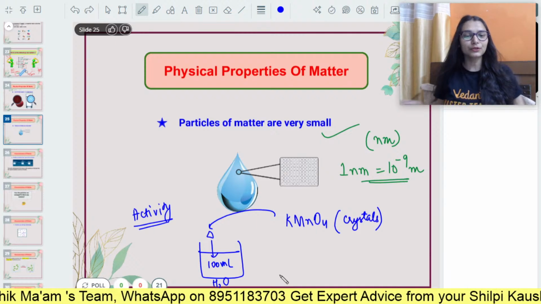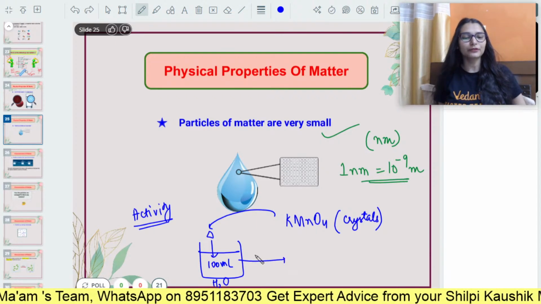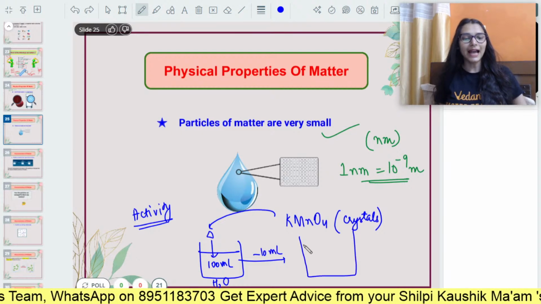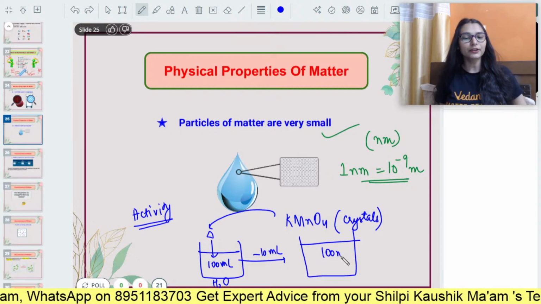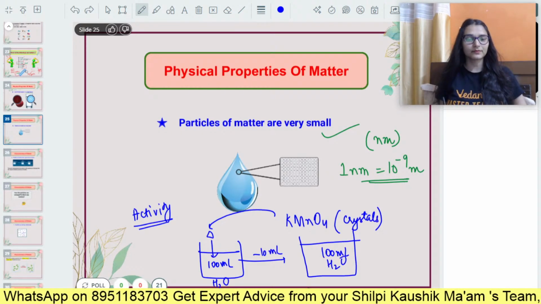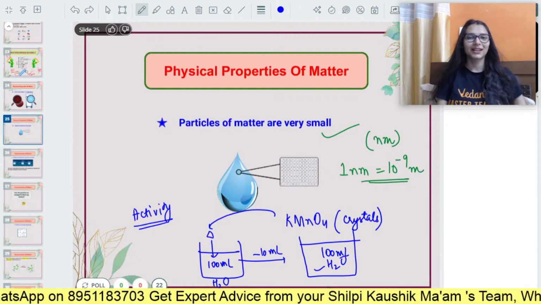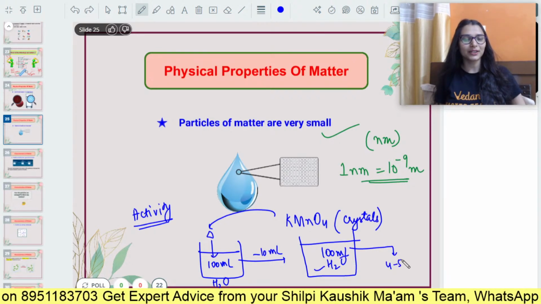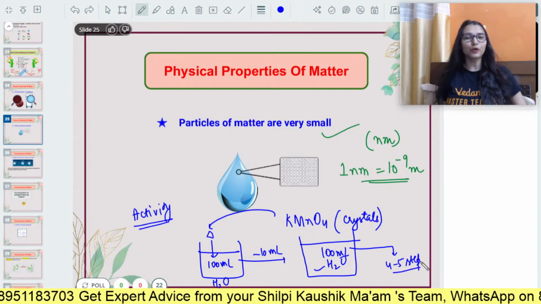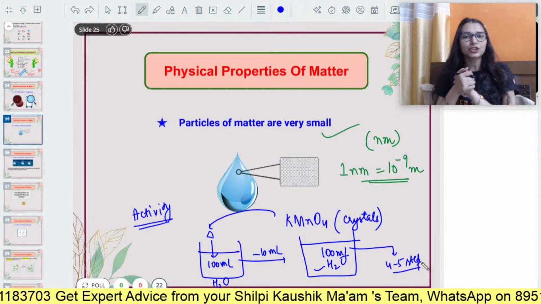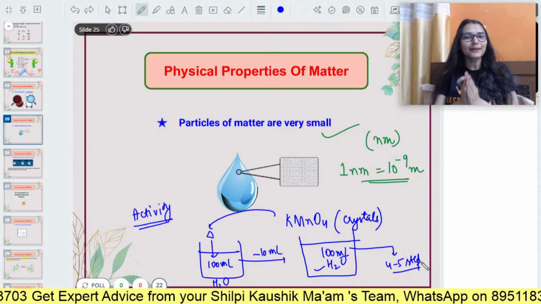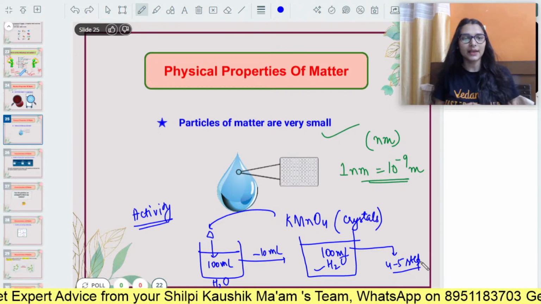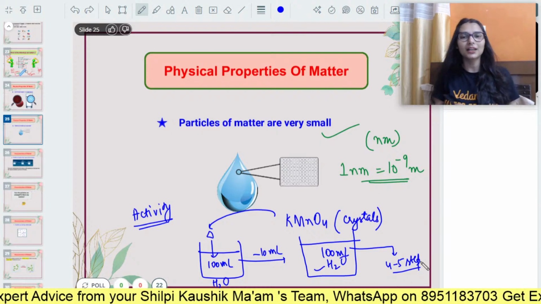Now what you do, you take out 10 ml of this solution and add it to another 100 ml of water. This will still be of purple color. Now repeat this up to 4 to 5 steps. At every step, keep on taking out 10 ml of solution and add it to a new 100 ml of clean water. Even after 5, 6, 7 steps, you will see the water is still colored.